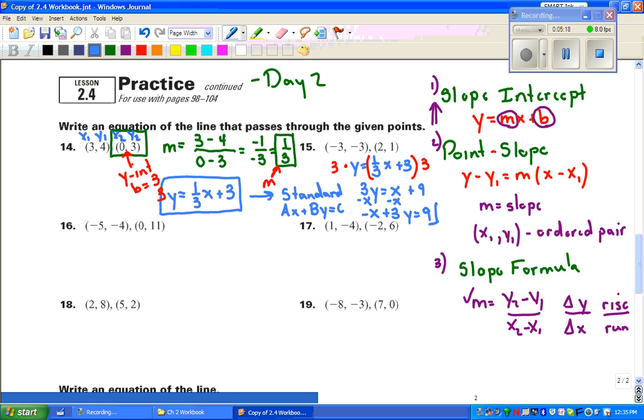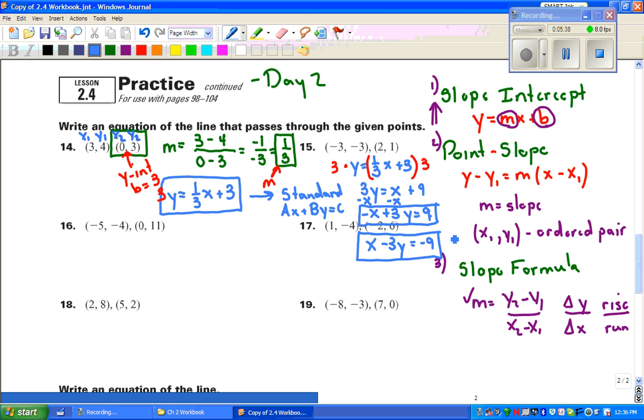Some people let you go ahead and leave it like that. All right, some people are going to want you to make that x positive, and if that were the case, we'd divide everything through by -1, and we would get this. X minus 3y is equal to -9.